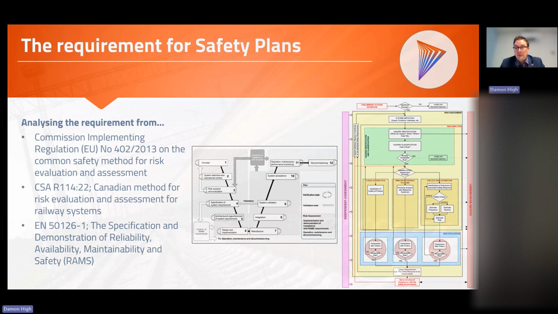So again, for those of you familiar with CSM, CMREA, they follow the same risk management process, just a few little tweaks in some of the phrasing here and there. So this is the context in terms of what we'll be looking at today.